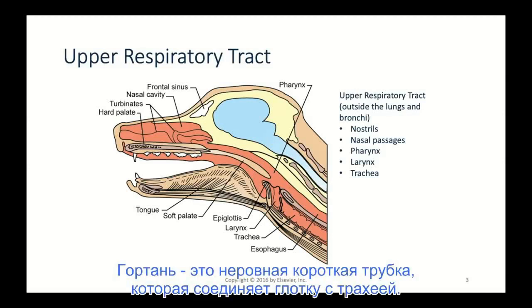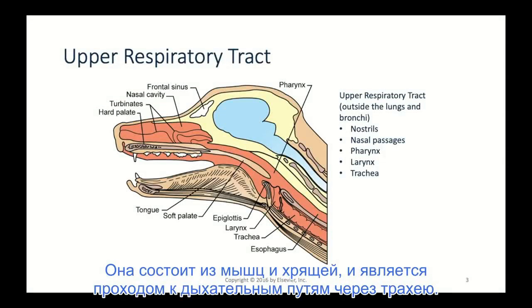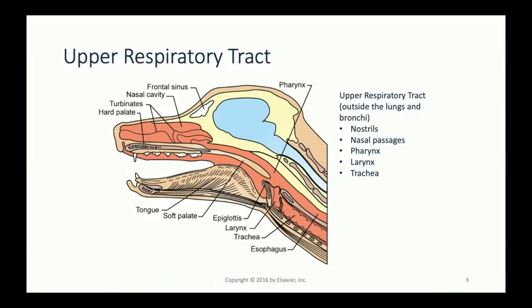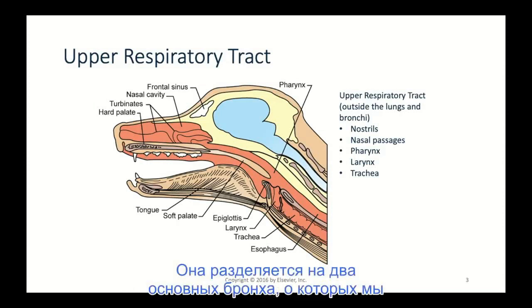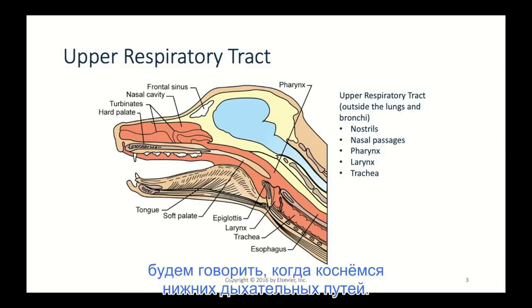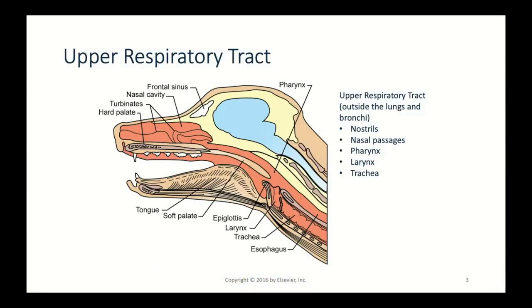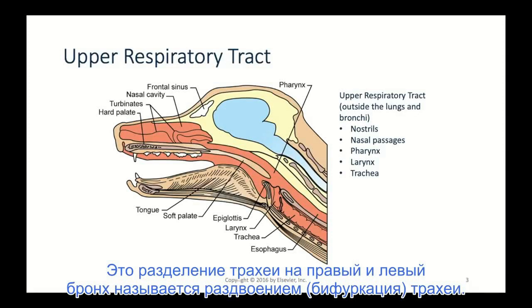The larynx, of course, is an irregular short tube connecting the pharynx with the trachea, and it's made up of muscle and cartilage, and of course the larynx is also the opening to the respiratory tract into the trachea. The trachea is a wide tube that extends from the larynx into the thorax and divides into the two main bronchi, which we'll talk about with the lower respiratory tract. And that division between the two bronchi, so where the trachea divides to become the left and right bronchus, is called the bifurcation of the trachea.